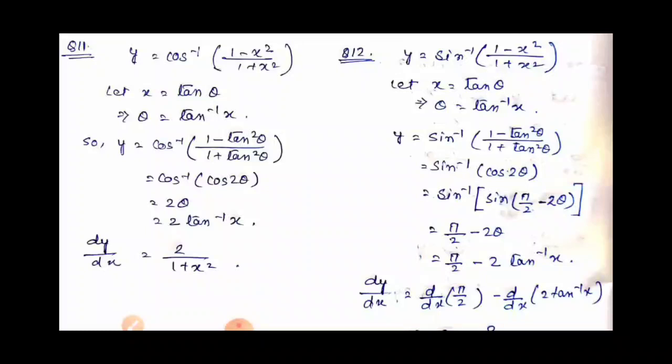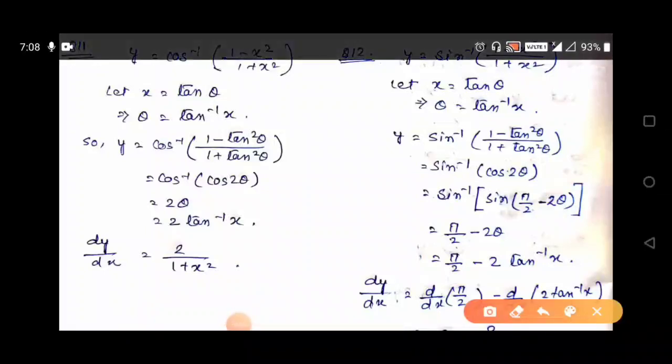Now, to solve question number 12, here also we will consider x is equal to tan theta. So, we will get sin inverse cos 2 theta. Now, we cannot cancel out sin inverse from here because inside the bracket we have cos, we do not have sin. So, we cannot cancel out sin inverse from this step. So, we have to convert cos 2 theta in terms of sin. So, here we have written sin (pi by 2 minus 2 theta).